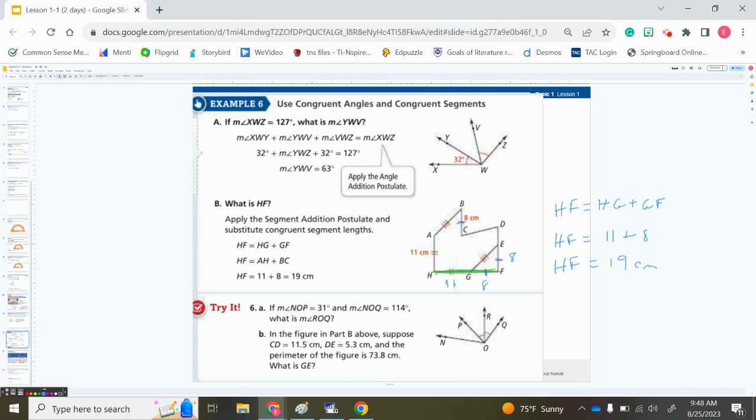Why don't you guys try it, example 6, A and B. Now the picture is right here for you if you want to copy it down. I can't really make it any bigger because I had to copy the whole thing real quick. But the measurements should be the same. So you should have some of it, but I would write it down and then mark it up. Okay. Give it a shot.